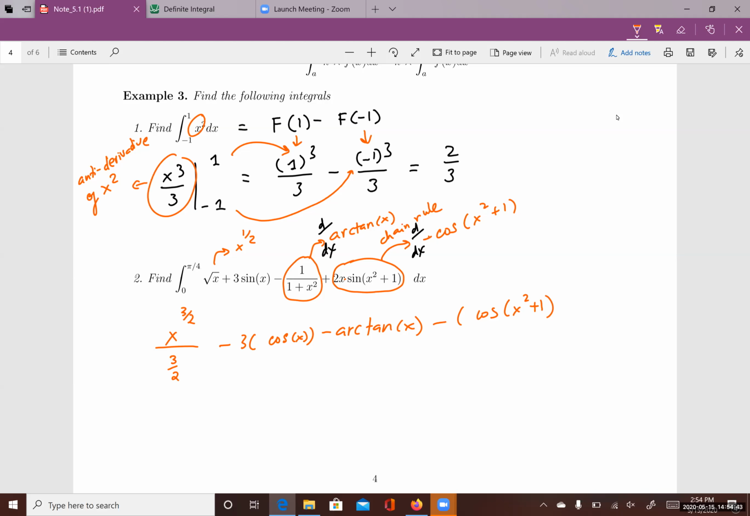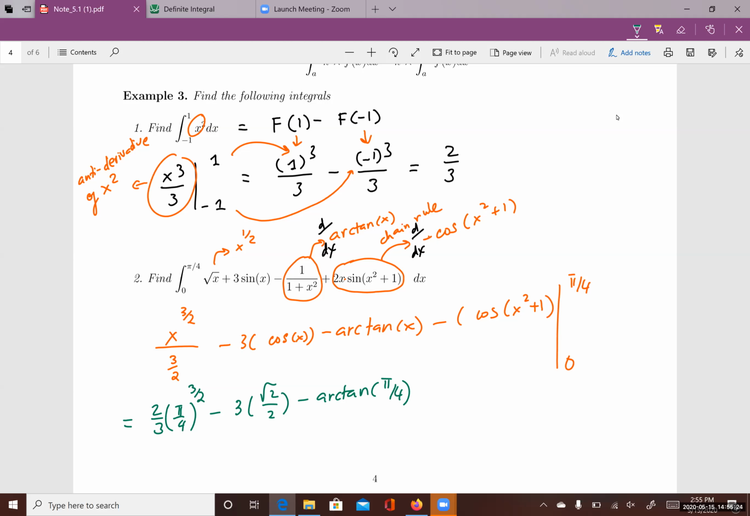All right, and this is the antiderivative, and then you integrate it from 0 to pi over 4. So now you just need to plug pi over 4 into this function and subtract the function at 0. That's going to give you pi over 4, right? So I want to simplify this as 2 over 3 times pi over 4 raised to 3 over 2, minus 3 cosine of pi over 4, which should be square root of 2 over 2, minus arctan of pi over 4. I just keep it that way.